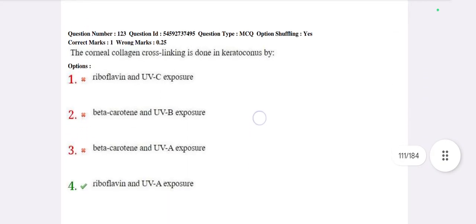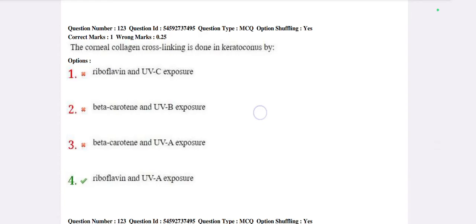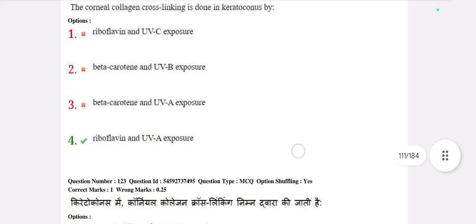Next question is, the corneal collagen cross-linking is done in keratoconus by first, riboflavin and UVC exposure, second, beta carotene and UVB exposure, third, beta carotene and UV exposure, fourth, riboflavin and UVA exposure. Correct answer is fourth, riboflavin and UVA exposure.